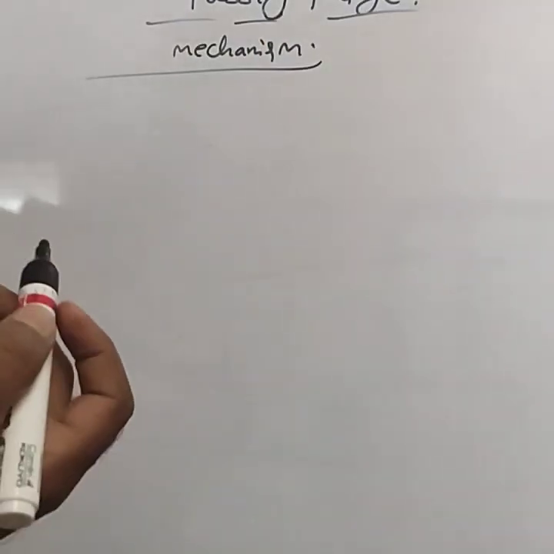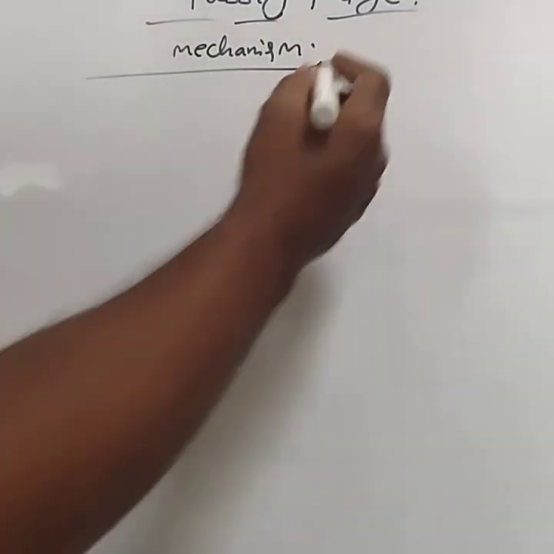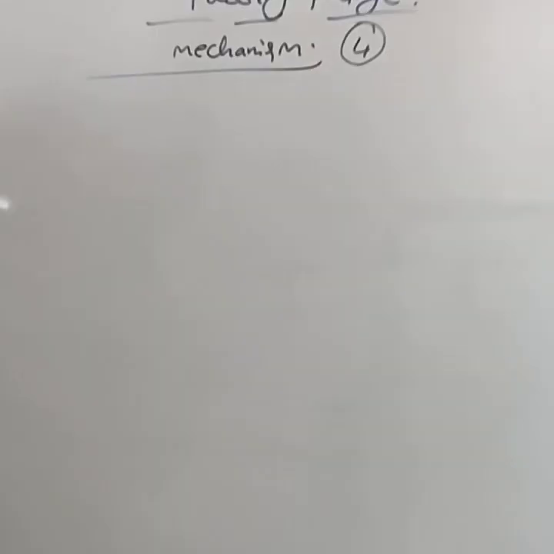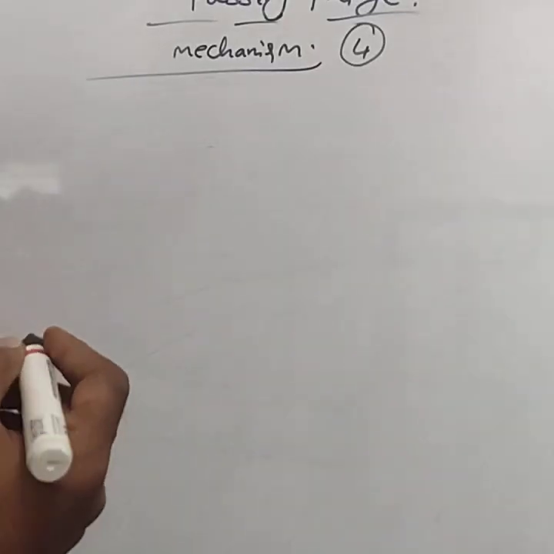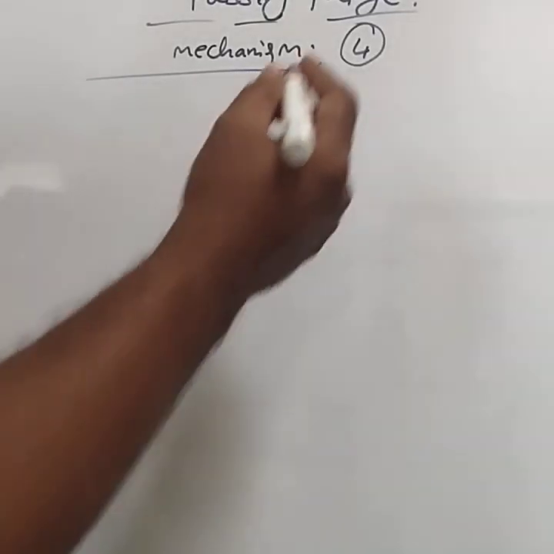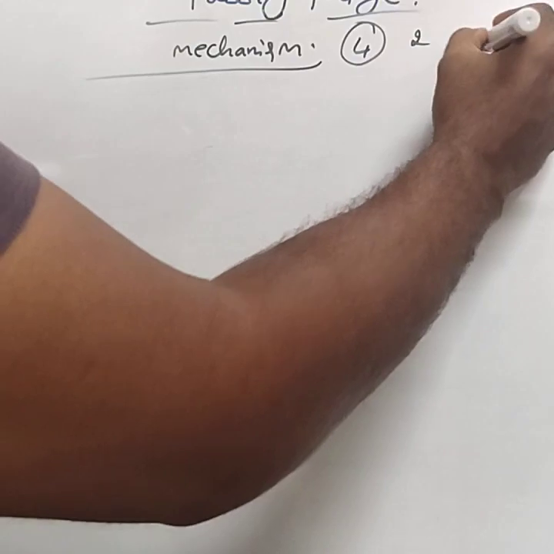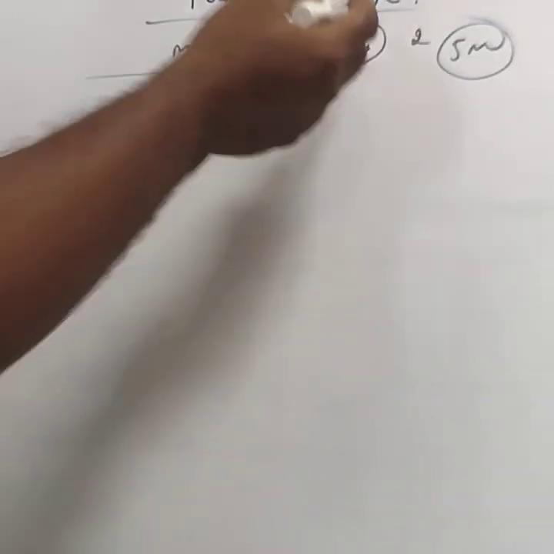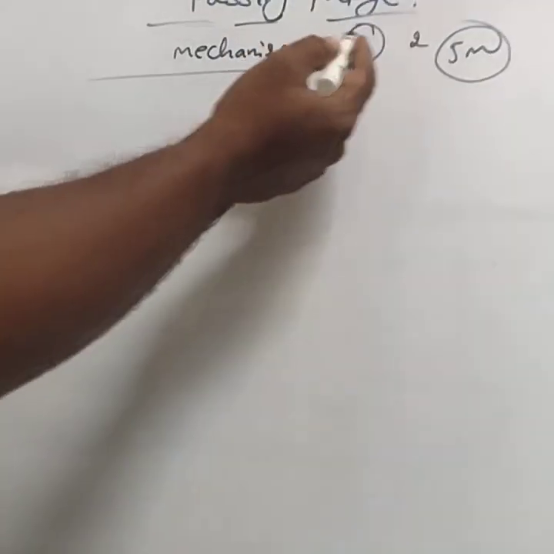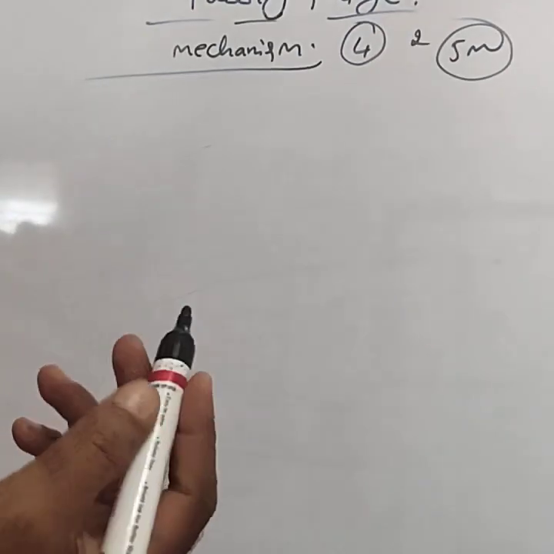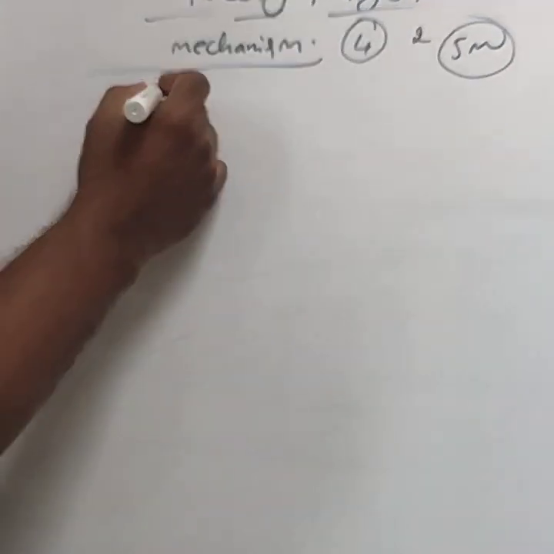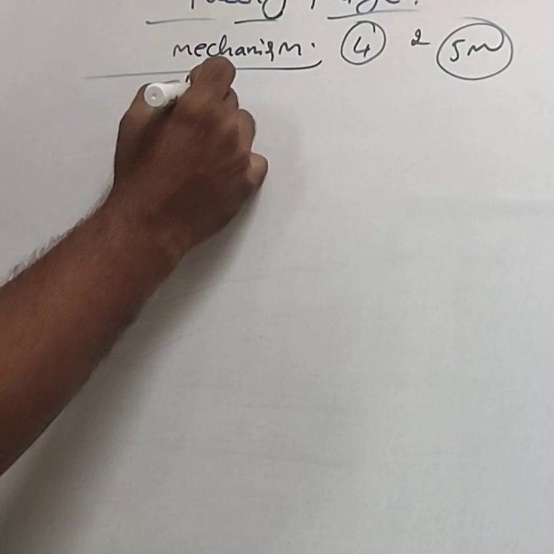mechanisms. In organic chemistry, there are four mechanisms. Out of the four mechanisms, they definitely ask two mechanisms of nearly 5 marks. If you study those four mechanisms, in your board exam you can score the 5 marks. First, you study the SN1 mechanism.